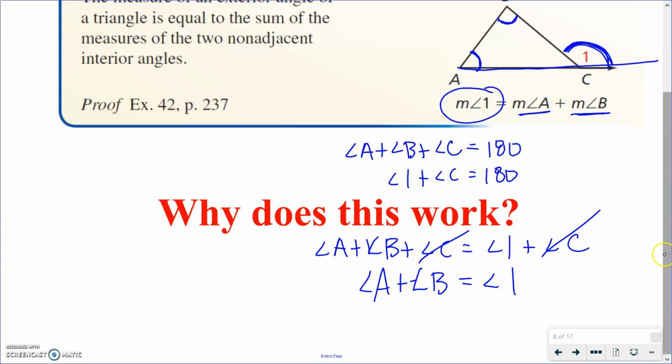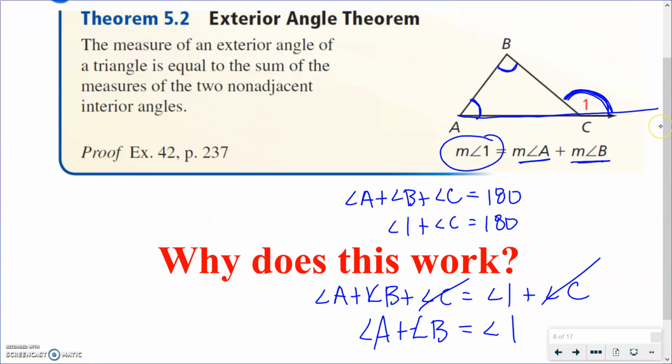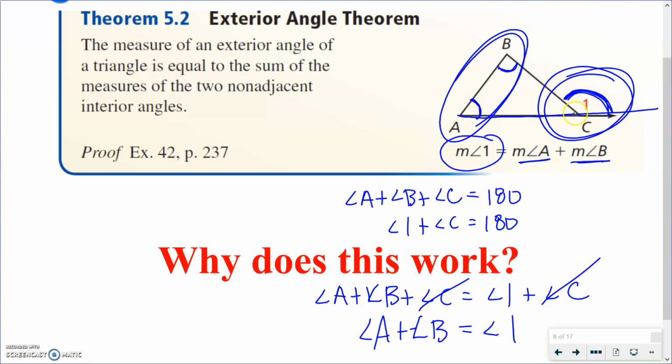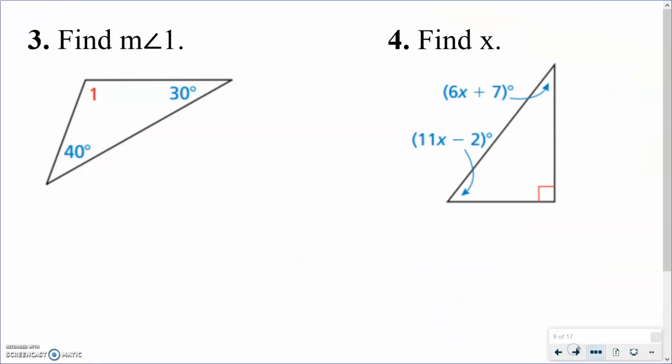So that's why this works. All right, but just know that these two angles added together are going to give you this exterior angle. So now we're going to use those two ideas to find missing angle measures.